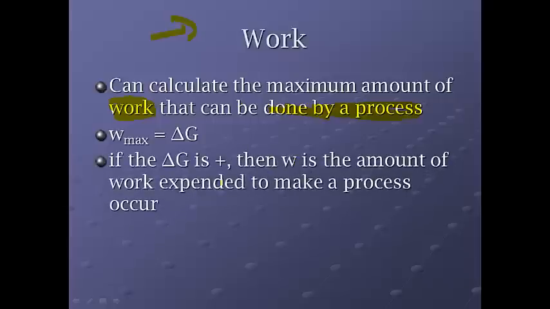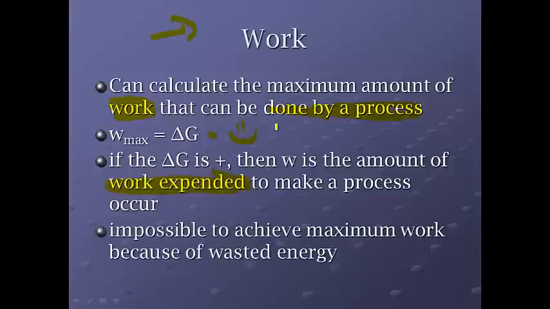If delta G is positive, then W is the amount of work expended to make a process occur, because remember, if delta G is negative, that's when things are good. It's impossible to achieve maximum work because of the amount of wasted energy. This is a little bit on the high end of ideas, just to mention it so that we've heard it. That is the end of free energy, and we'll go from there.